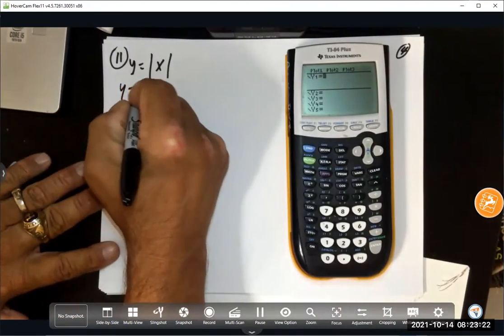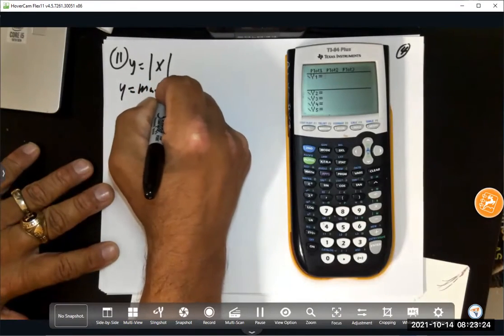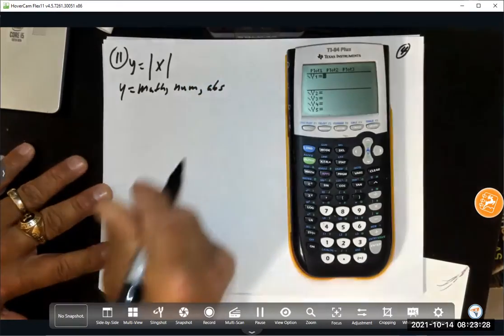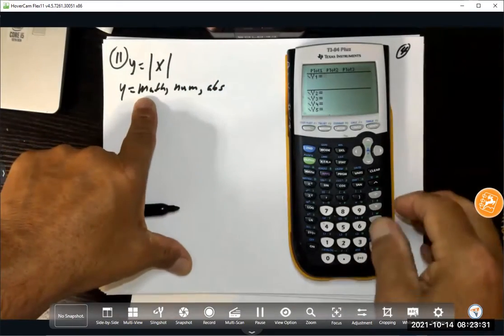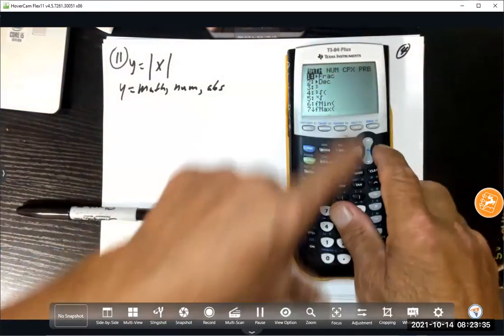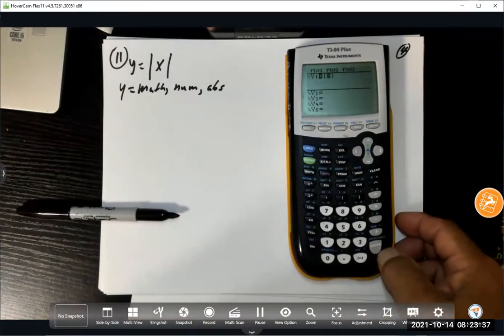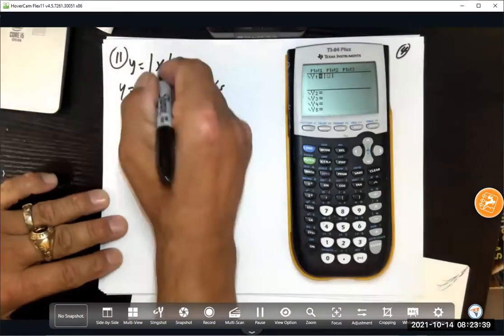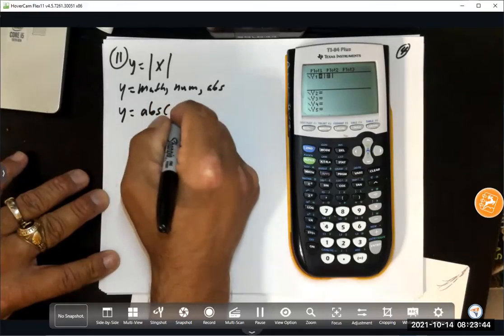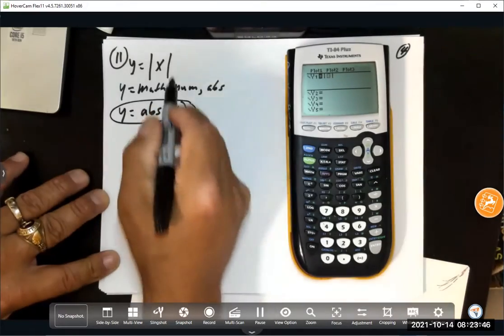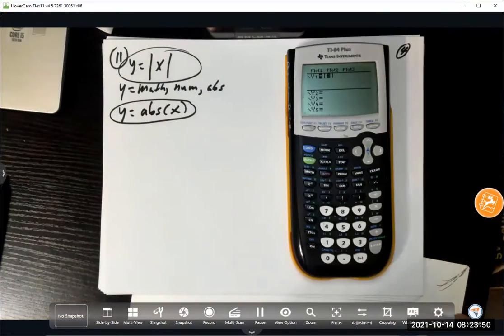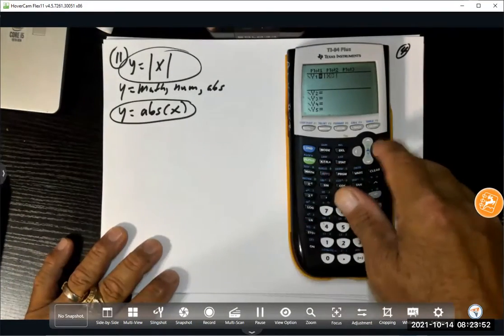You go y equals, math, number, abs. Ready? Math, number, abs. Numbers are up here at the top. Abs is right there, ABS. So now you might have it like this one, or you might end up with this one. One of those two is going to be your 83, 84, whatever y'all have. Put an X in there, get out.